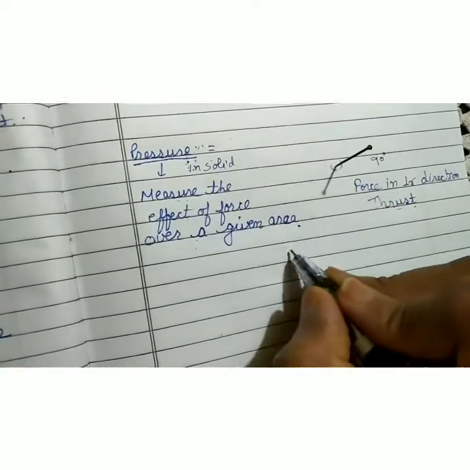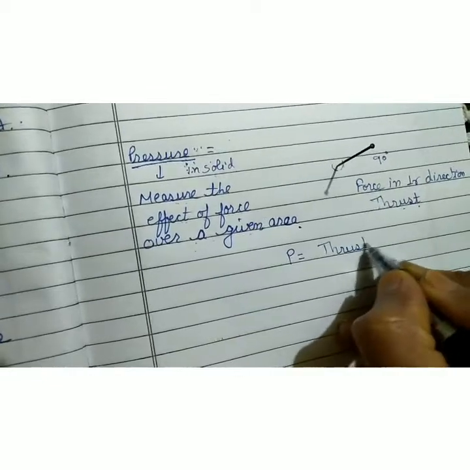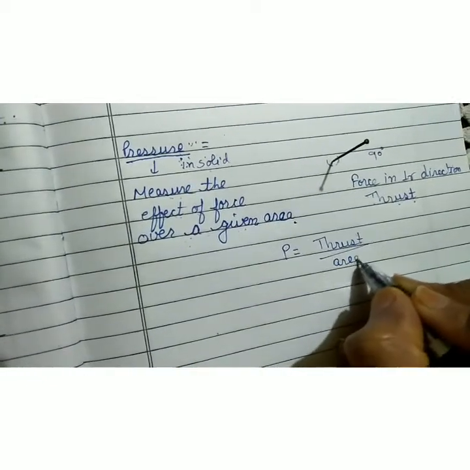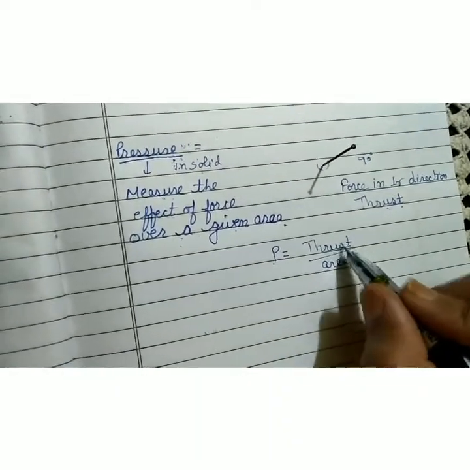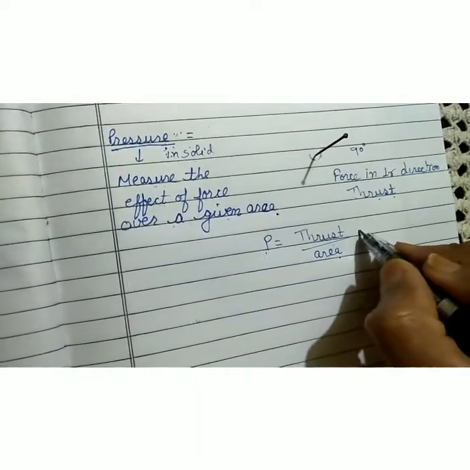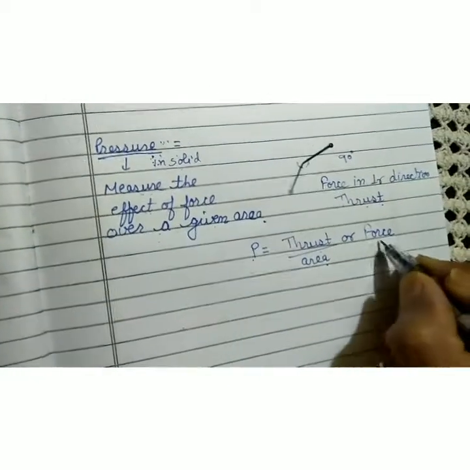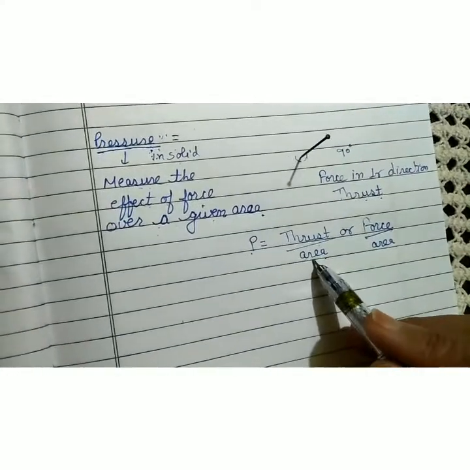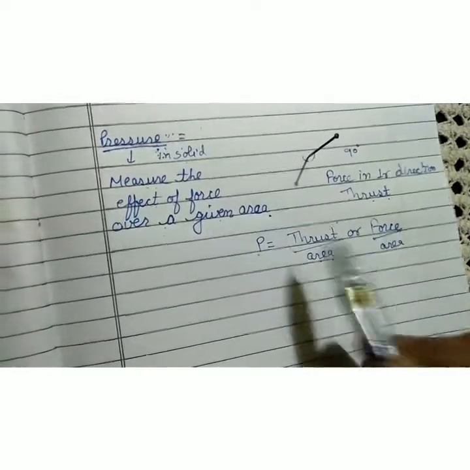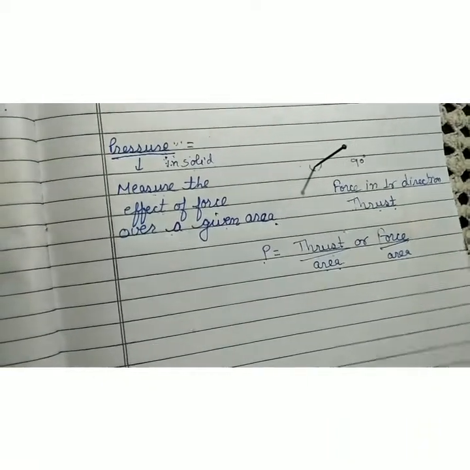So we can define pressure as thrust per unit area. Thrust per unit area. Okay, that is, pressure is thrust divided by area. Instead of thrust you can also consider force per unit area. You can define pressure in these two forms. Both forms are right. Either pressure is defined as thrust per unit area or force per unit area.